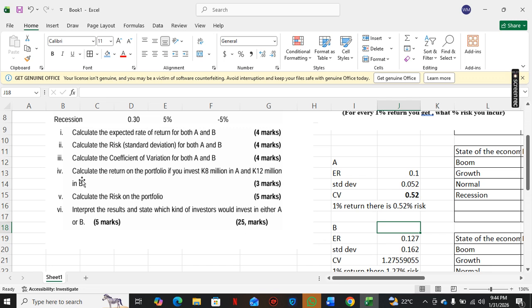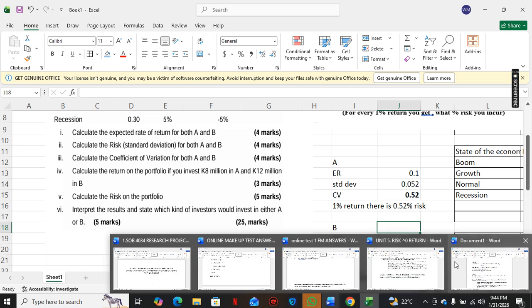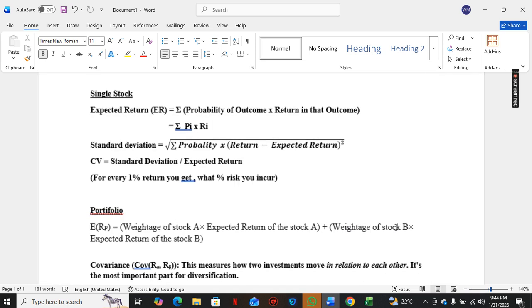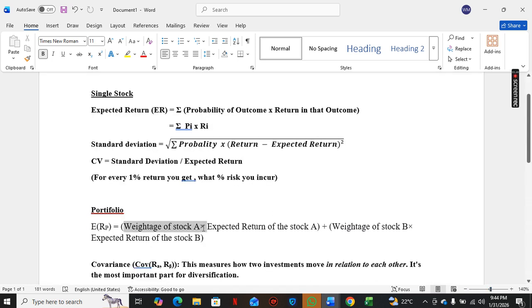Yes. So now let's say calculate the return on the portfolio if you invest 8 million in A and 12 million in B. Okay? So this is how you get the expected return for a portfolio. The weightage of stock A multiplied by the expected return of stock A plus the weightage of stock B multiplied by the expected return of stock B.